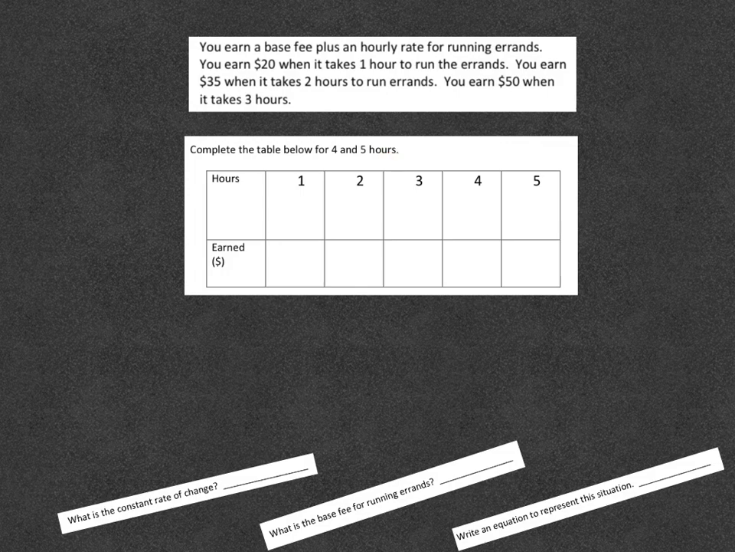All right, so looking up at the story problem, it says $20 for 1 hour. So I can come right down here and put in a 20. And then the next one says I get 35 for 2 hours. So I'm going to put in a 35. And then when you finish it out, it's going to say $50 for 3 hours. So I can put in a 50.